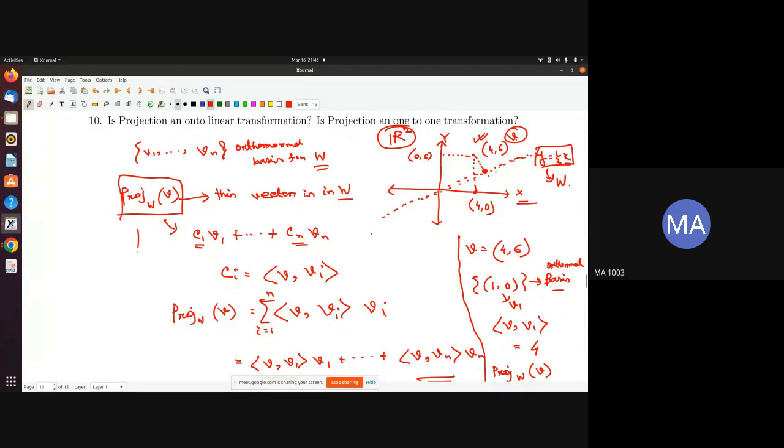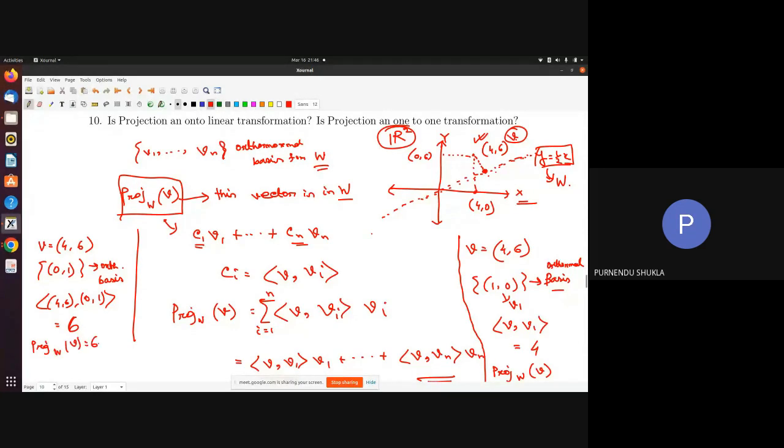Should we see the y-axis also? You tell me. So V is 4,6. What is the y-axis basis? (0, 1). This is one orthonormal basis. The inner product is 6. So the projection will be 6 times (0, 1), which is (0, 6). It is exactly what we do.